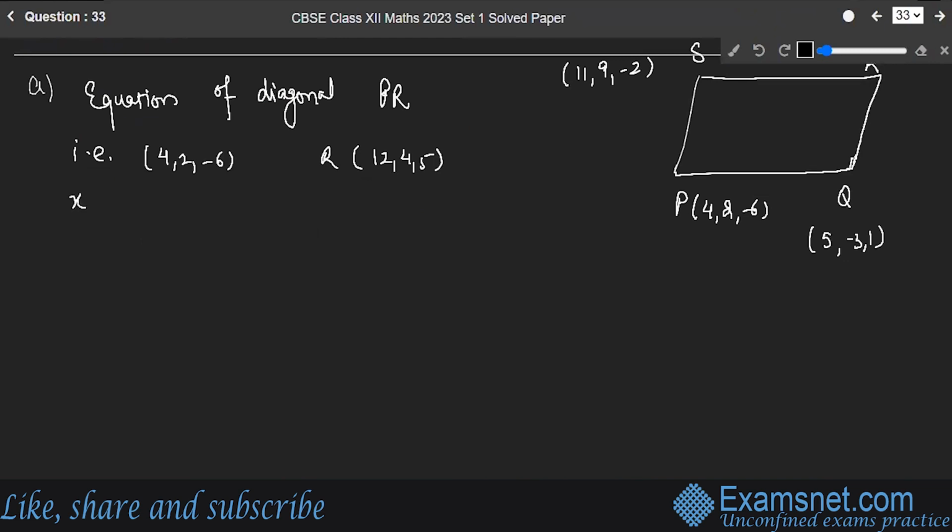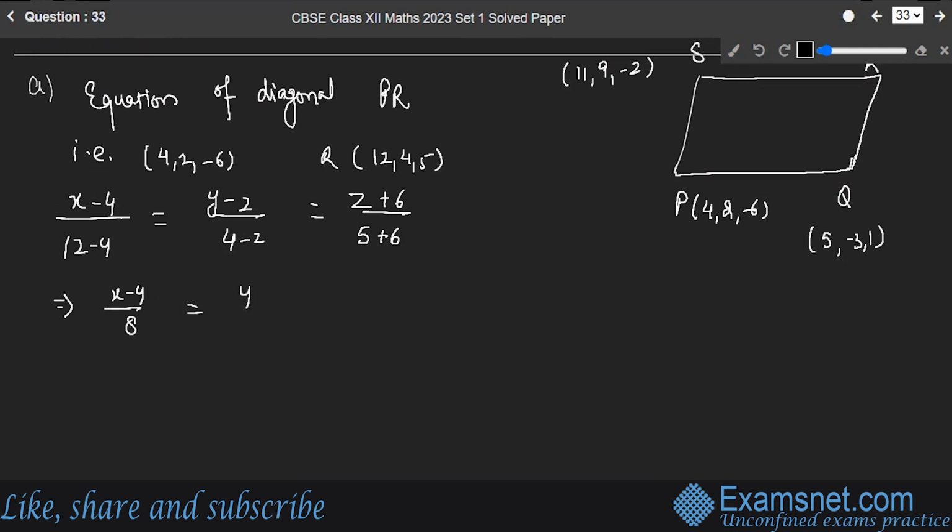(x − 4)/(12 − 4) = (y − 2)/(4 − 2) = (z + 6)/(5 + 6). That's equal to (x − 4)/8 = (y − 2)/2 = (z + 6)/11. Let's say this is equation 1.